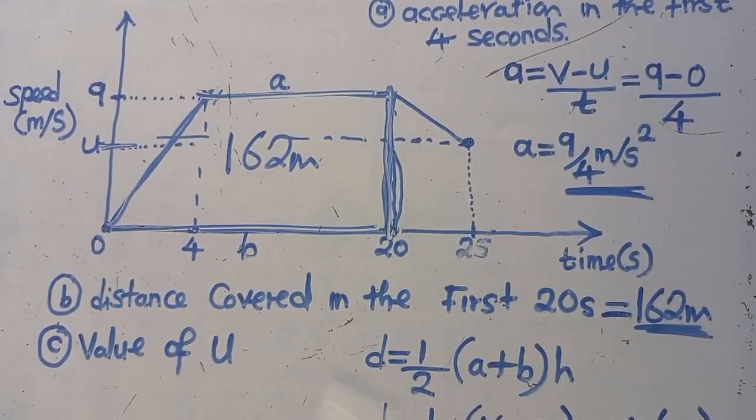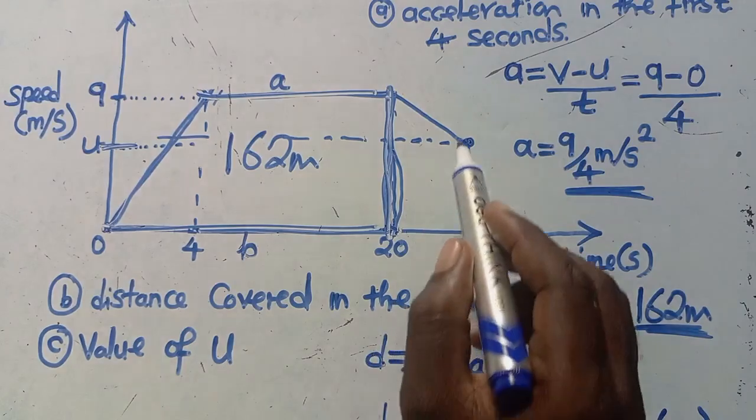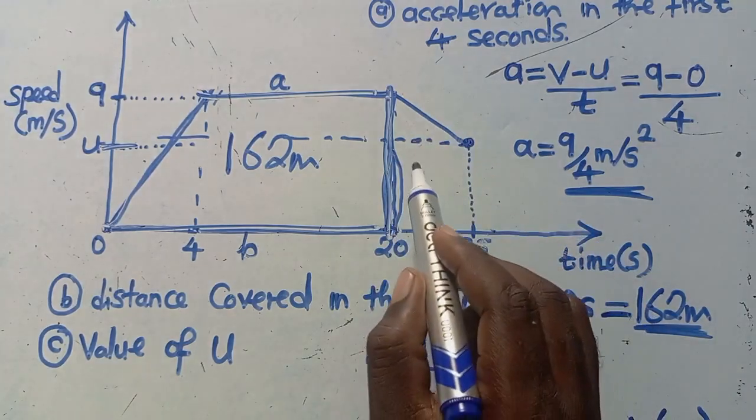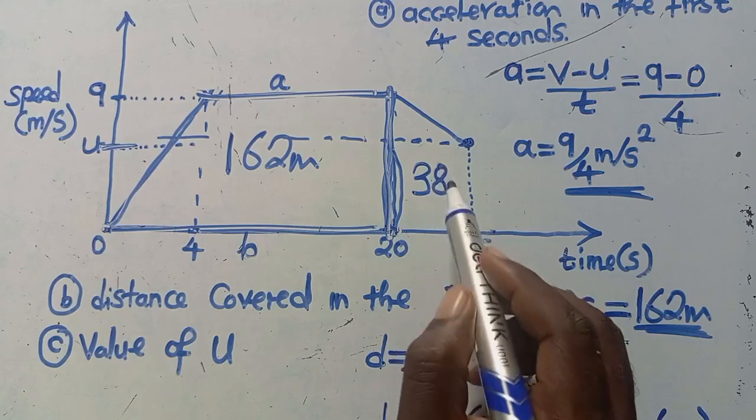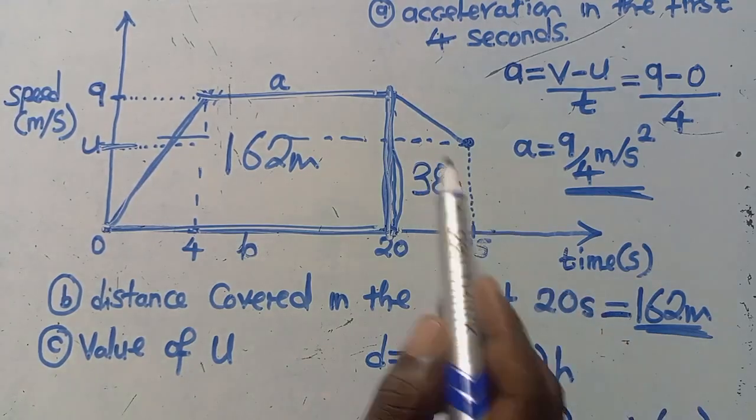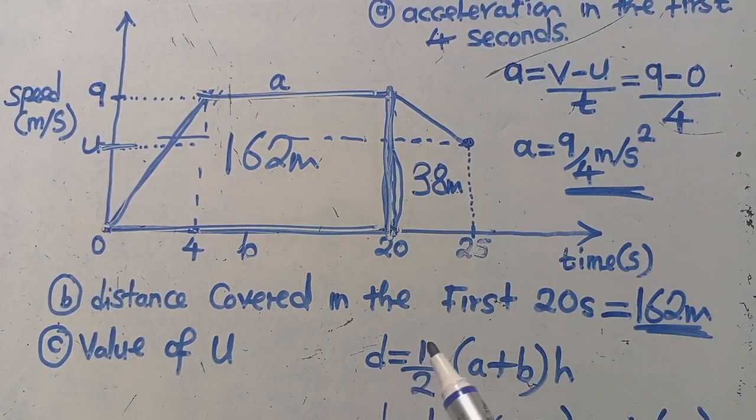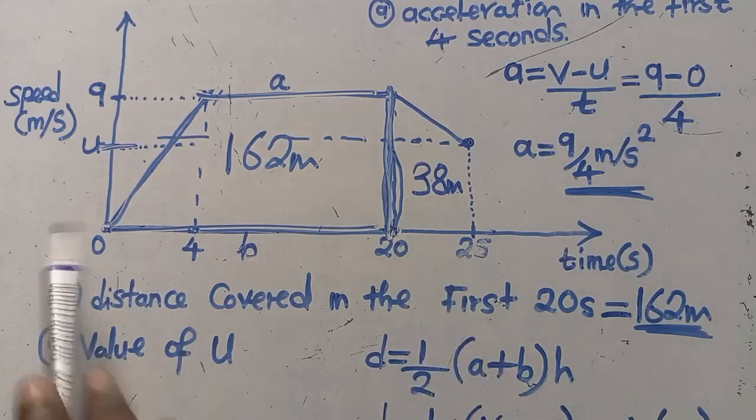So I've calculated from here up to there, which is 162. What has remained from 162? So I'm going to say 200 minus 162. What answer am I going to get? I'm going to get 38. So the distance covered there is 38 meters. That is the distance that has remained. Meaning that I'm going to use the formula for distance to find the value of u.